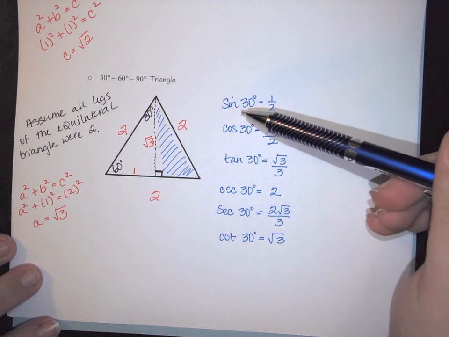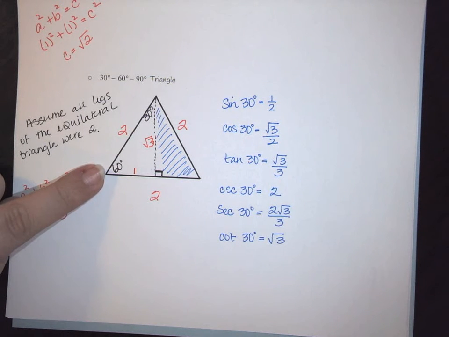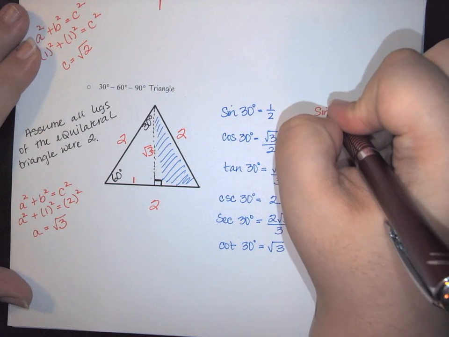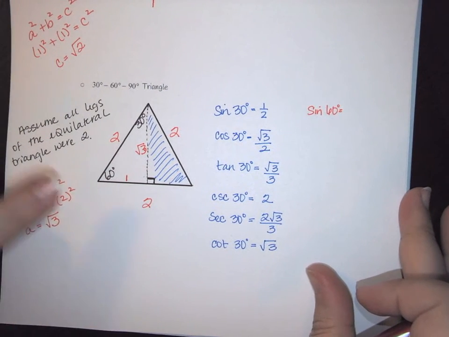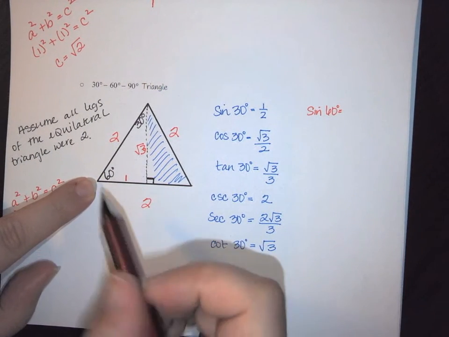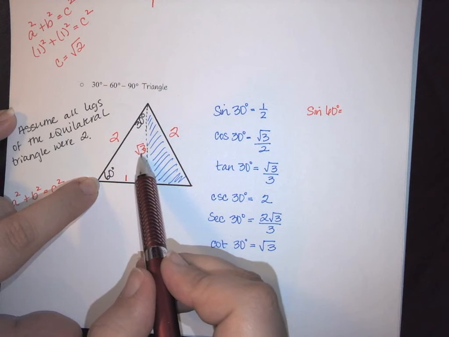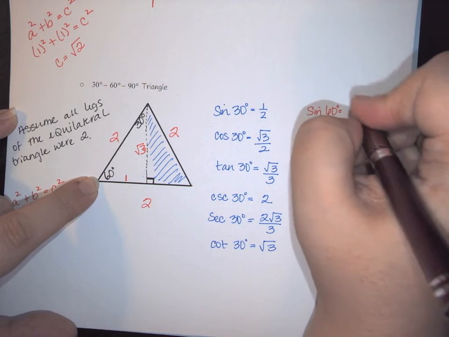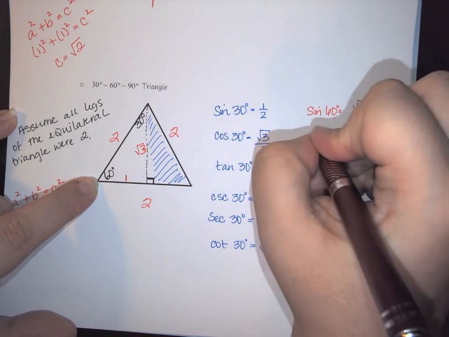Now notice all of these were just of 30, but if you look at this triangle, I have another angle. So in this case, I also now have to look at what is the sine of 60 degrees, because they're not going to be the same. If I look, my 60 is down here, so that changes my opposite. So here, my opposite is going to be the square root of 3. My hypotenuse is still a 2. So this is square root of 3 over 2.